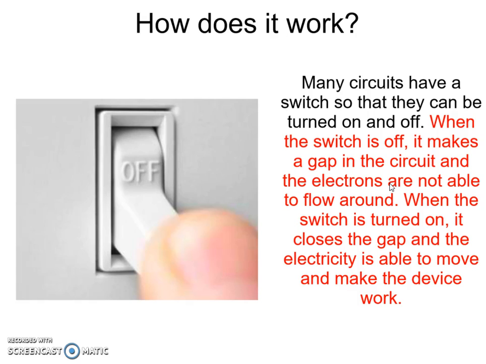So what the switch does when it is off, it makes a gap in the circuit so the electrons are not able to flow around. The electrons can't flow. You're not going to have that power. It won't go to the source that it needs to. When the switch is turned on, it closes the gap and the electricity is able to move and make that device work.